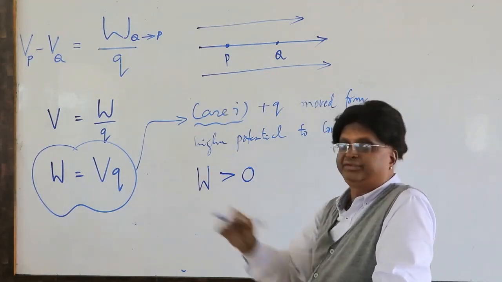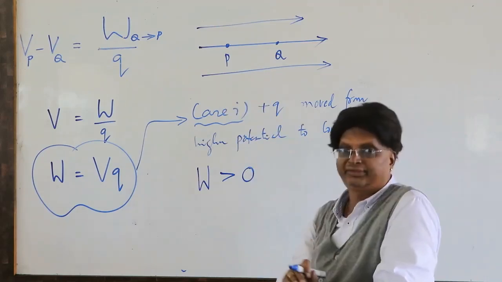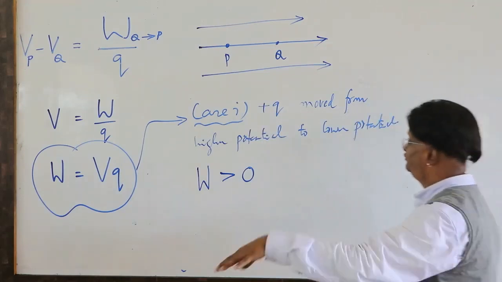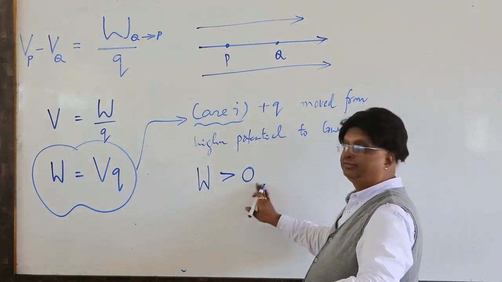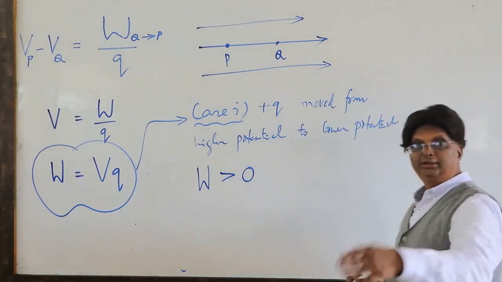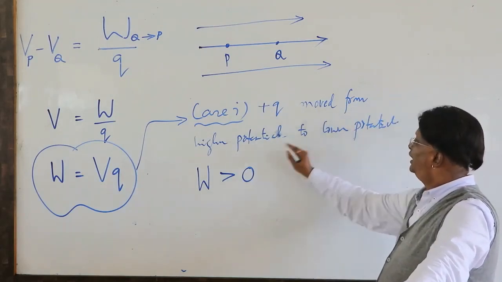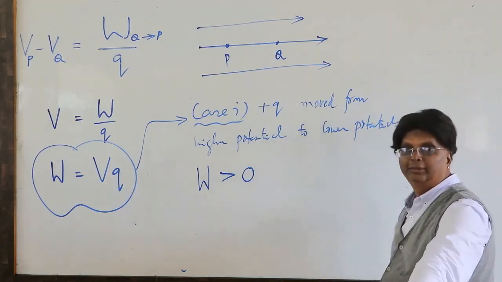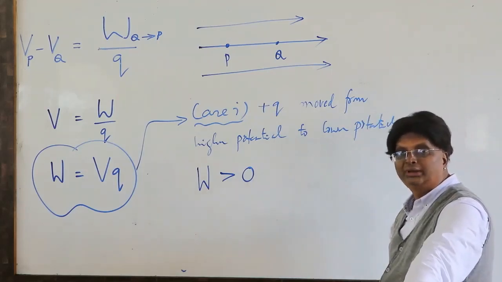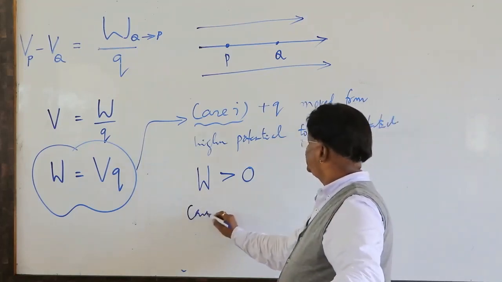You use all these statements. Vp minus Vq, W from q to P, we said, right? Then W is equal to VQ says W greater than 0. What is positive? Everyone look. A positive charge moved from higher potential to lower potential, then work is always positive. Therefore, what is the case 2 that arises?